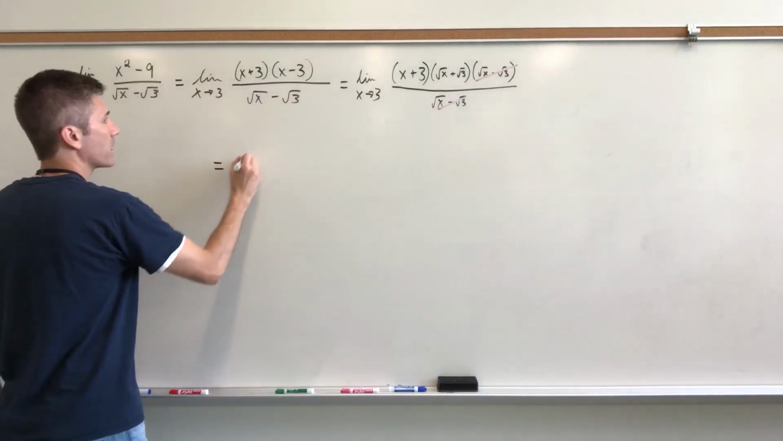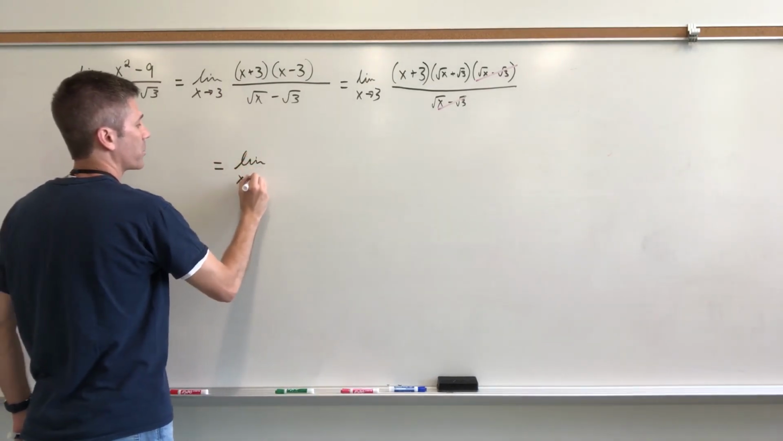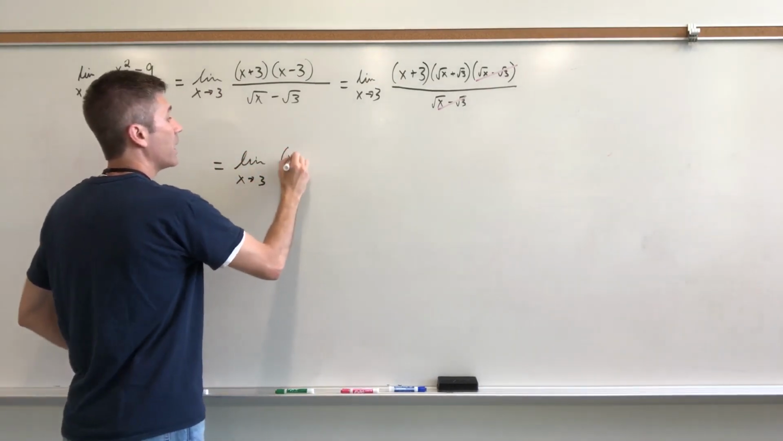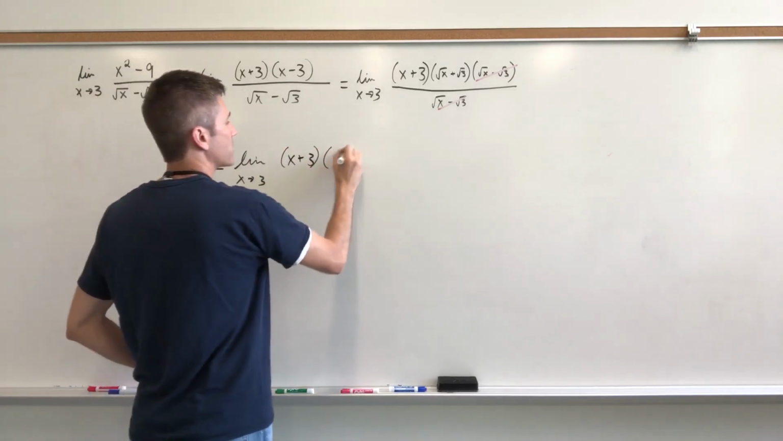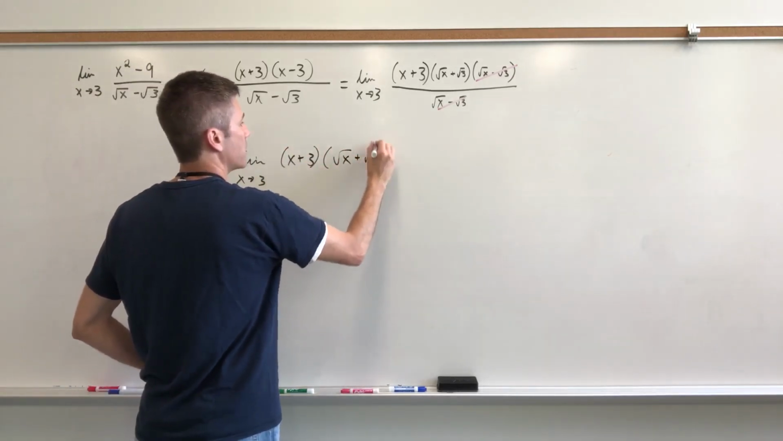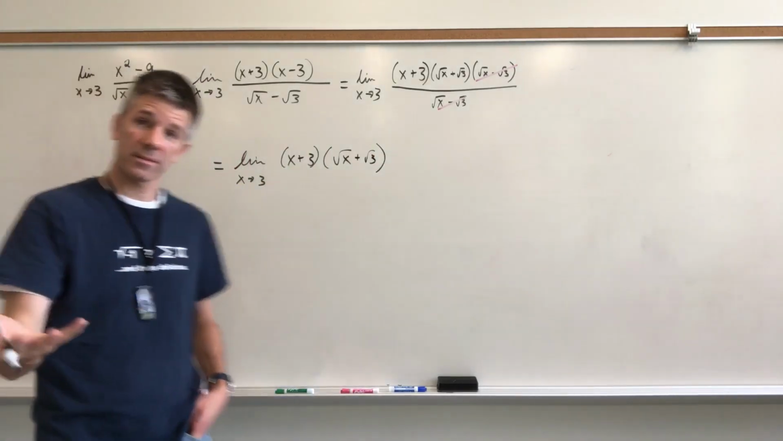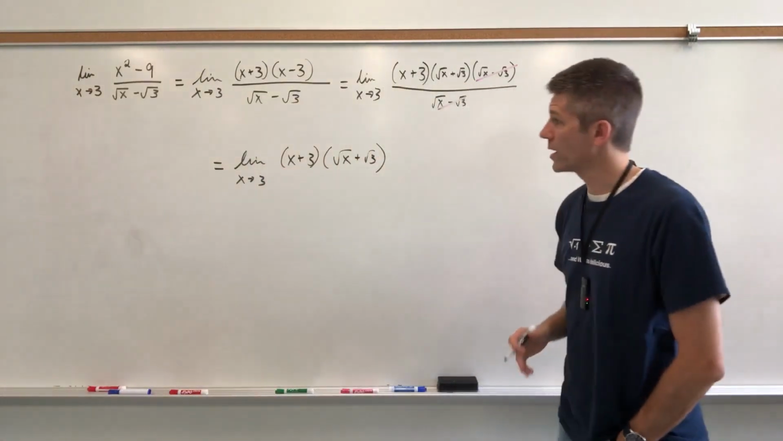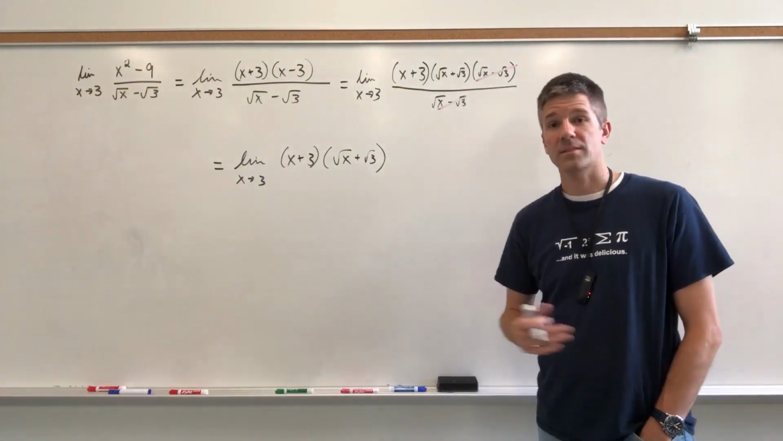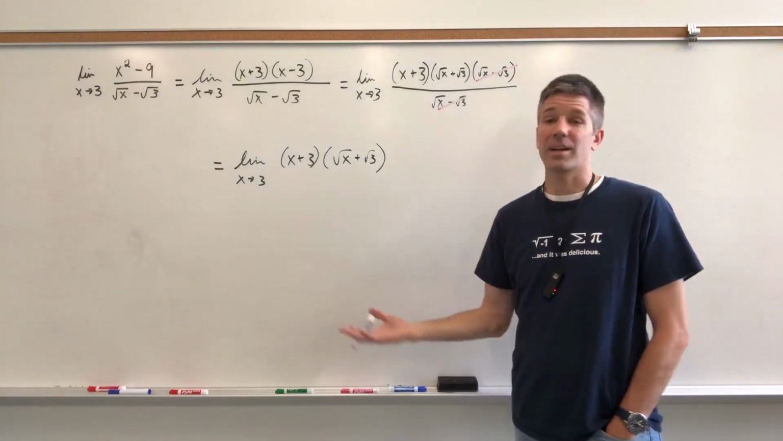All right, we are left with the limit as x approaches 3 of x plus 3, square root of x plus the square root of 3, and nothing in the denominator. So then the question is, is it okay for us to plug in a 3 for x now? Yes, we're not dividing by 0, so we're good.